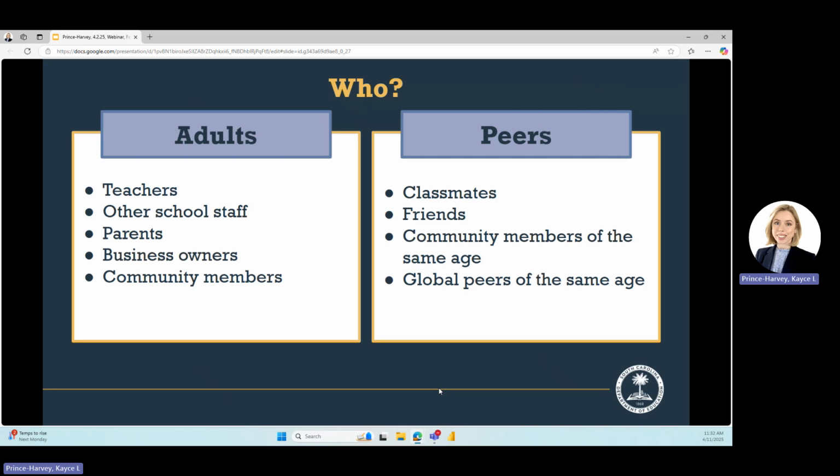So the context, again, is going to determine which of these columns would most apply, and even within that, which option would best apply. So when might the teacher need to give feedback versus a global peer?